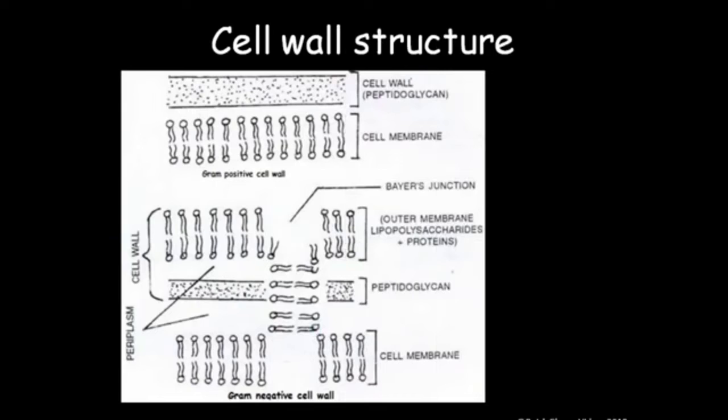This we can see here. The peptidoglycan layer in gram positive bacteria is thick. This is a cell membrane, this is a thick layer, and in case of gram negative it is a thin layer. This is the outer membrane and this is the cell membrane, the plasma membrane. It also has a periplasmic space.